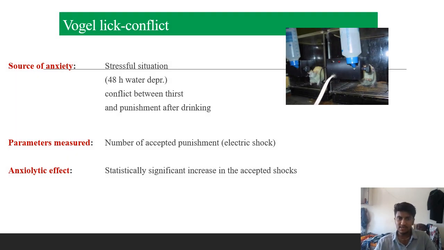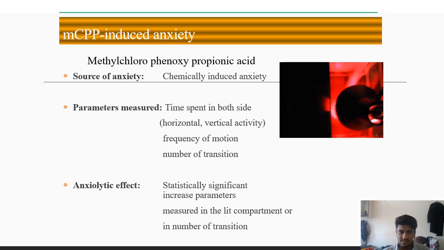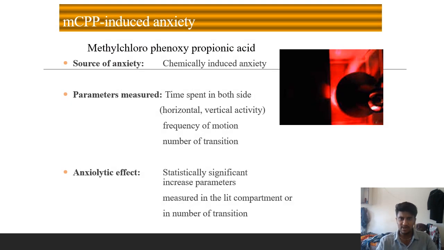This is a Vogel's Lick conflict model. So number of electric shocks is like a punishment. The number of times it goes to that particular drinking water, it gets a shock. So suppose here there's a cage, here there's a bottle, the animal is coming, it comes and gets a shock, so it goes back. So this is what is checked. Stressful stimulus, MCPP model. So MCPP is methyl chlorophenoxypropionic acid, which is a chemical that induces anxiety.